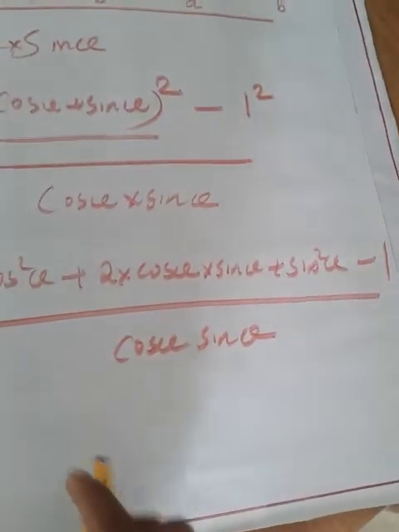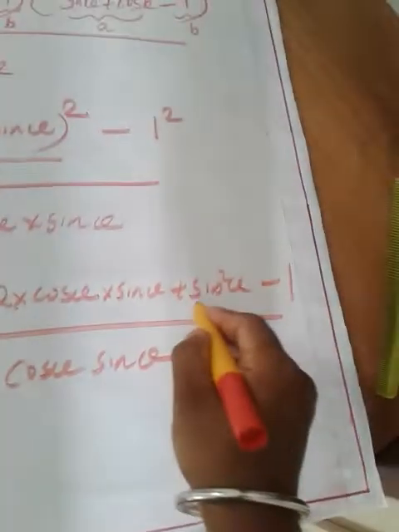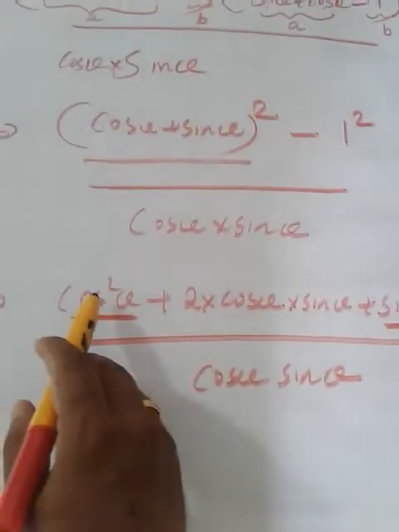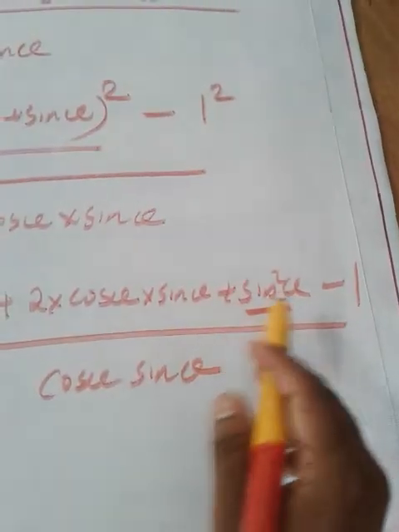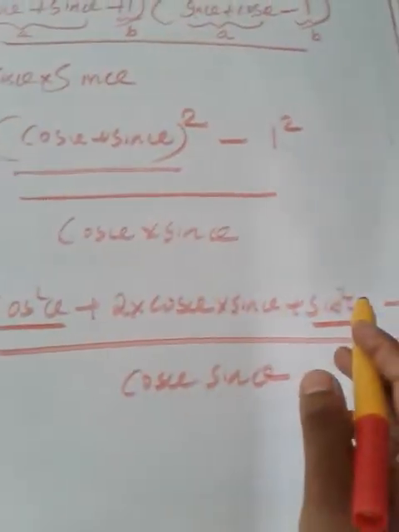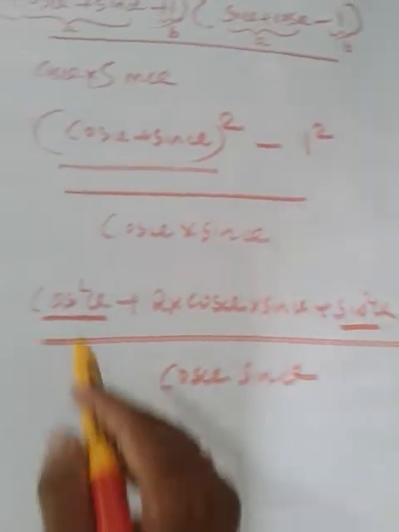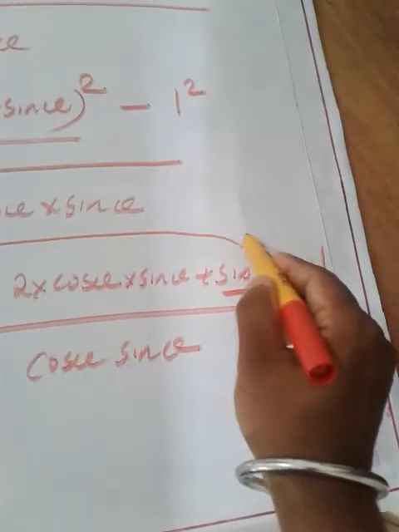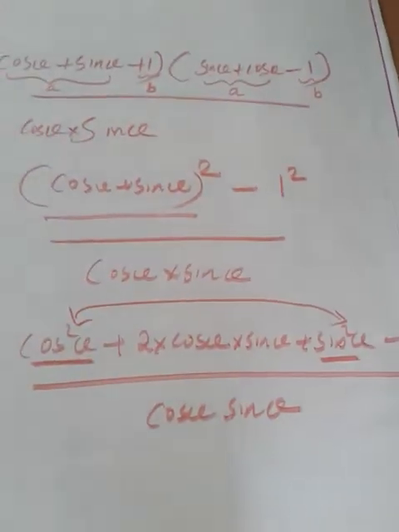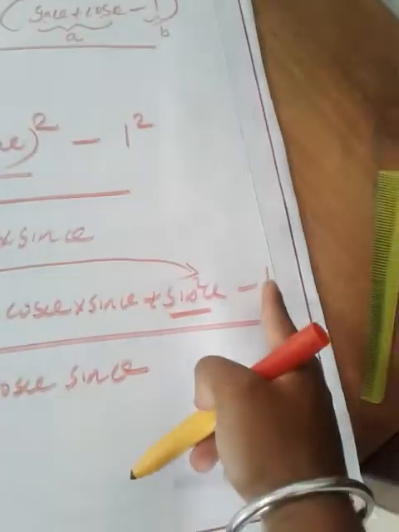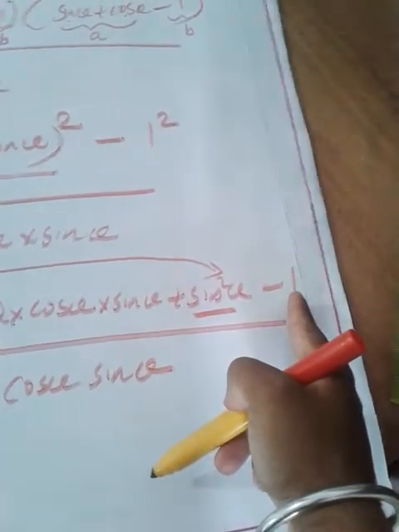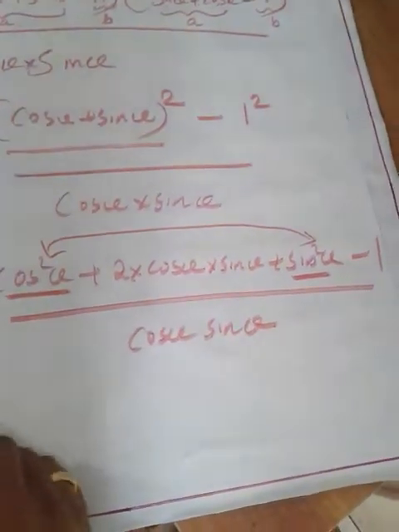Okay. Now we just see, what is cos square theta plus sin square theta? Can anyone say what is cos square theta plus sin square theta? Cos square theta plus sin square theta is 1. Why? By the identity. When we add cos square theta plus sin square theta, we will get the result as 1. That 1 and this minus 1 will be 0, no? Then what will remain? Tell me.